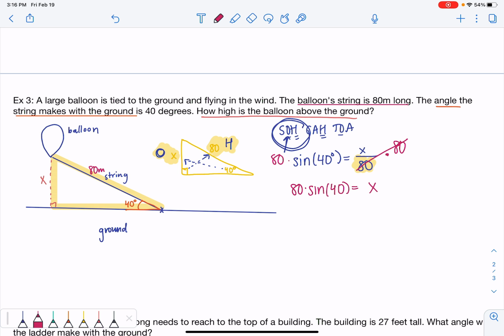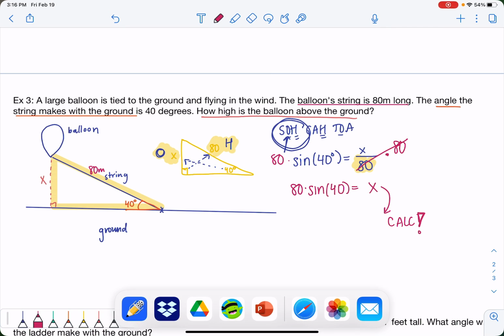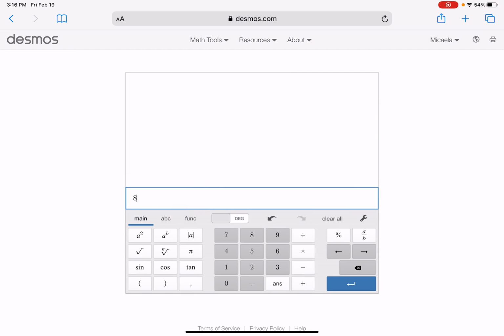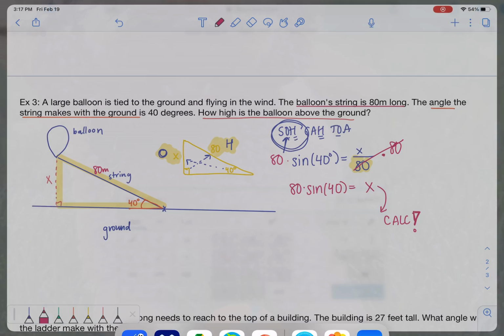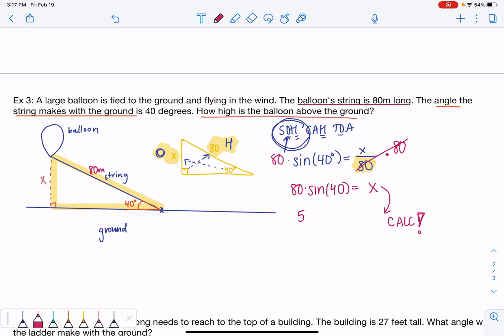That cancels. And now our variable is alone, so it's time to use our calculator. We'll type in 80 times sine of 40. 80 times sine of 40, 51.42. 51.42 equals x. That's how tall the balloon is above the ground.